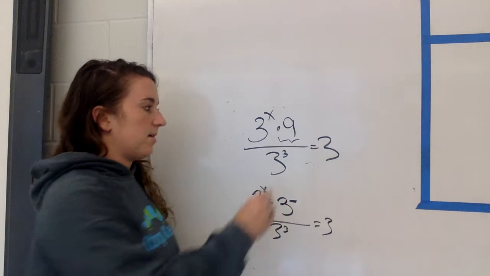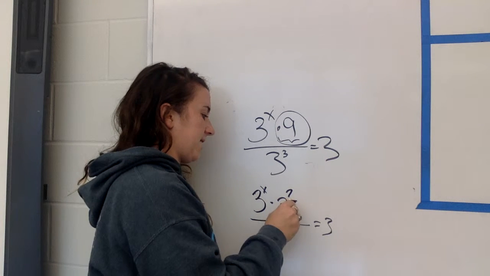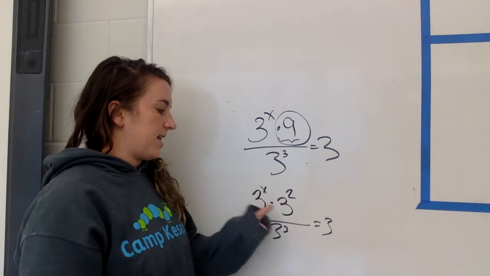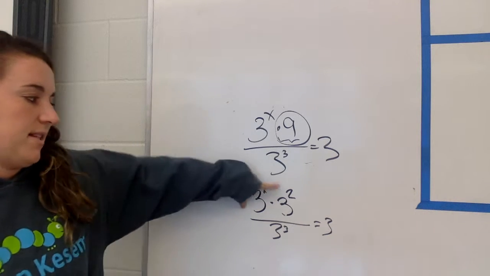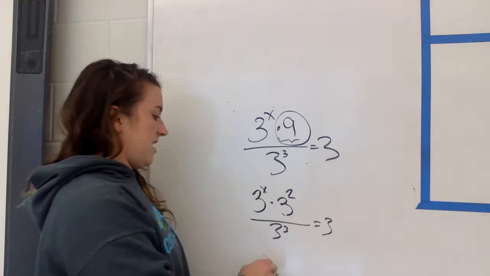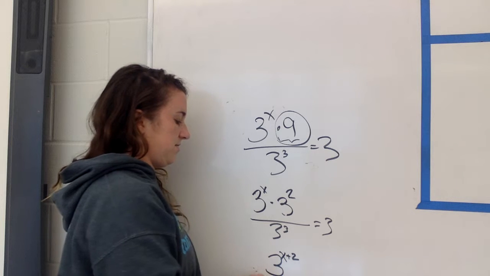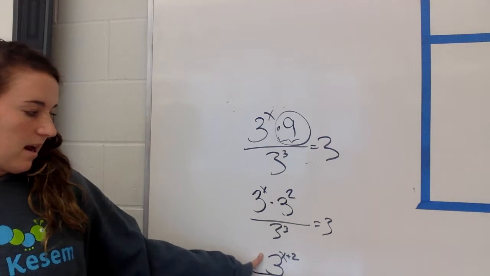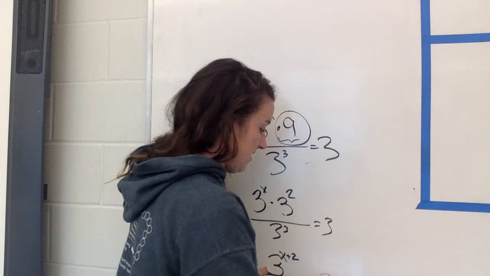3 to what power gets you 9? Right, 3 to the second power, which can also be called 3 squared. So I have 3 to the x over 3 to the second power. If we combine these up top, because I am multiplying with the same base, what will I do? Yeah, I'll add my exponents. So I'll have 3 to the x plus 2 power over 3 cubed. All right, so now I need to simplify it once again.